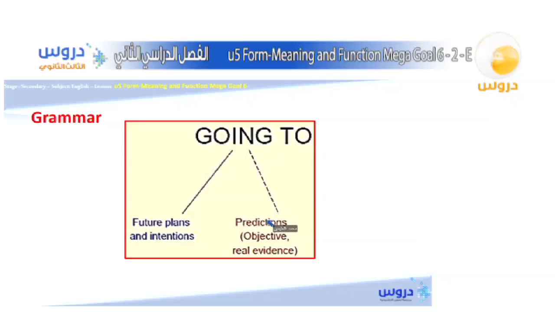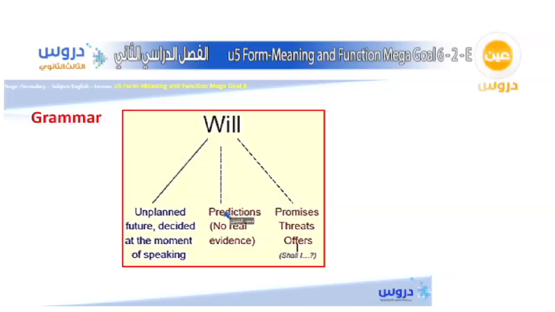So if you are talking about predictions, you are thinking, guessing, you can use going to or will. Also, we can use will with predictions, and unplanned future decided at the moment of speaking. Also we can use it for promises, threats, offers, etc.